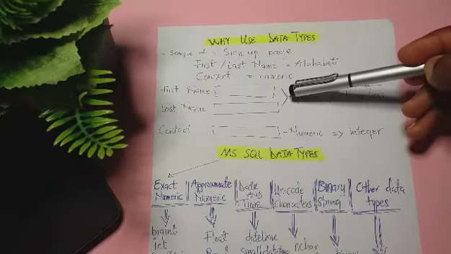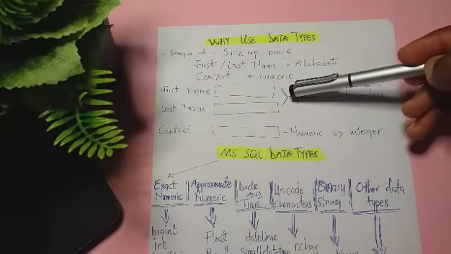Now let's look at the MS SQL data types. Let's look at the different kinds of data types in SQL. We have the exact numeric data type, the approximate numeric data type, the date and time data type, the unicode characters data type, the binary data type, and we also have the other data types.